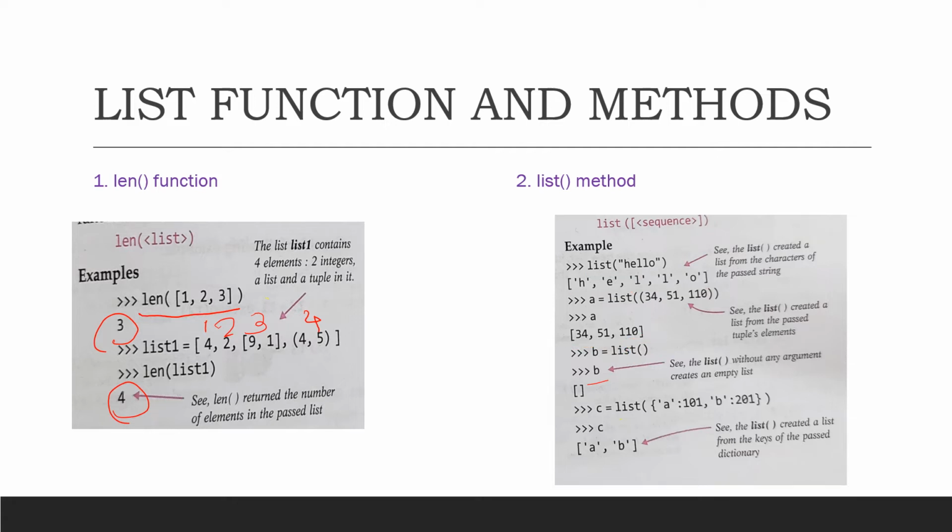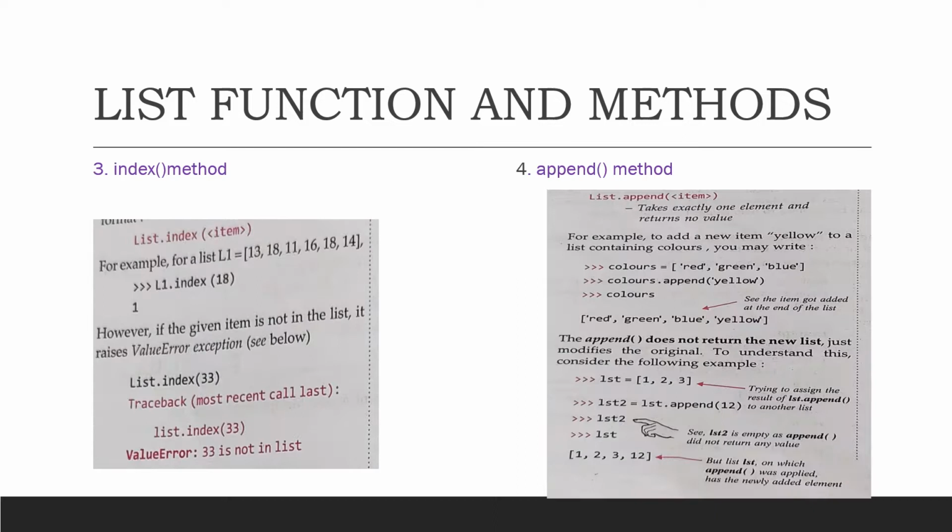Next example, C is equal to list. So this one is known as a dictionary, where you have these curly braces or the flower brackets. So the output will be A, comma B. So now let's go to the next one.